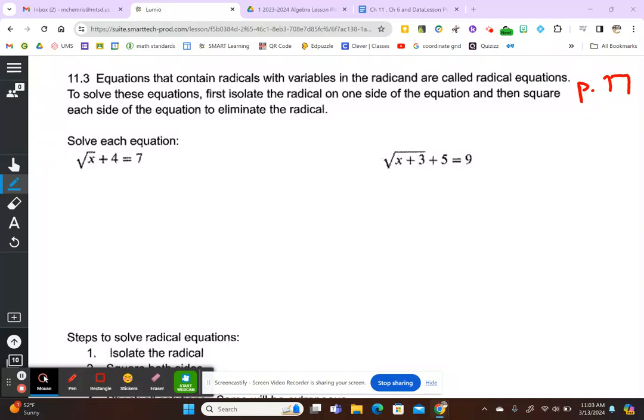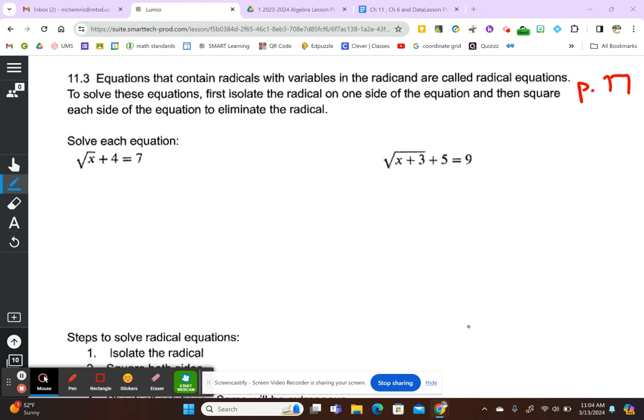Okay, if you turn to page 17, we are going to go over how to solve radical equations. Now, a radical equation is any equation that has a variable underneath the radical sign. And the way we are going to solve these is first you isolate the radical on one side of the equation, and then you square both sides to eliminate the radical.